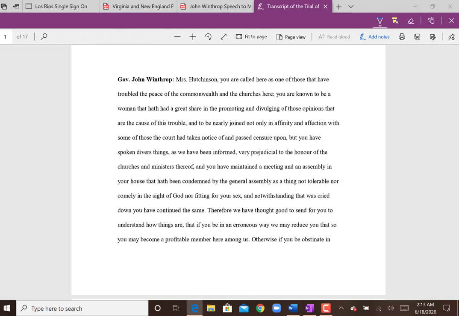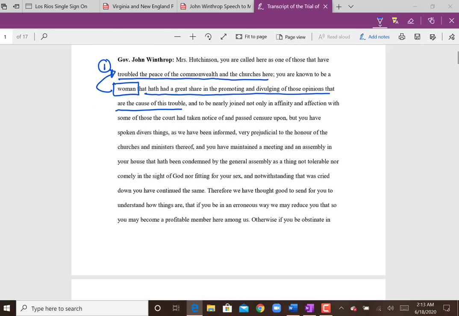Mrs. Hutchinson, you're called here as one of those who have troubled the peace of the Commonwealth and the churches here. So there's one thing they're saying, right? That she's troubled the peace of the Commonwealth and the churches. You are known to be a woman, right? That again, not just someone, a woman that have had a great share in the promoting and divulging of these opinions that are the cause of this trouble. So then it goes back, right? A woman who's caused trouble with peace and commonwealth.